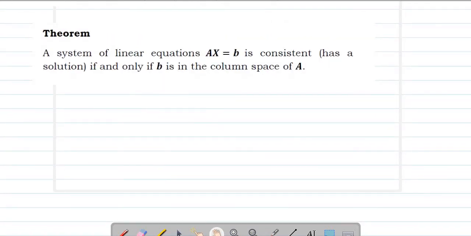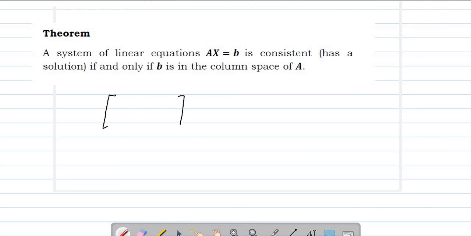So there is another theorem which states that a linear system of equations Ax = B is consistent if and only if B is in the column space of A. It's very easy to see. For example, I have a matrix A.